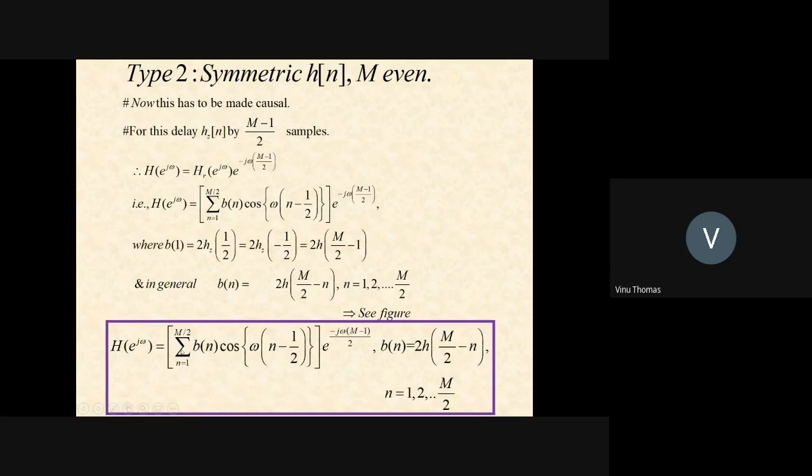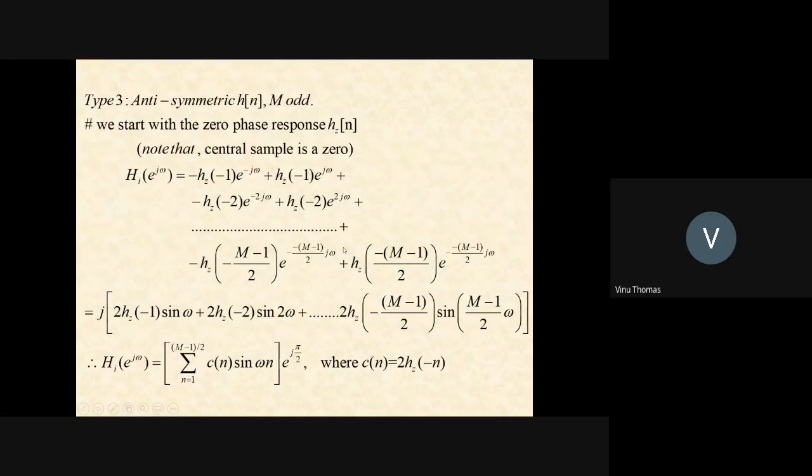So what does it mean? You have a linear phase response here that passes through the origin. The slope of the linear phase response is M minus 1 by 2 because it has been delayed by M minus 1 by 2 samples, and this turns out to be a real amplitude response, right? So this is the type 2 sequence, type 2 filter.